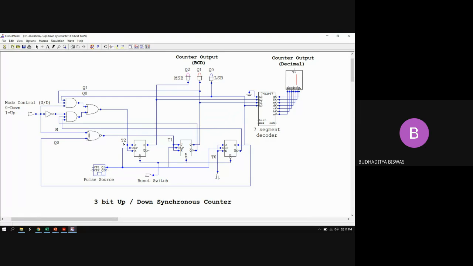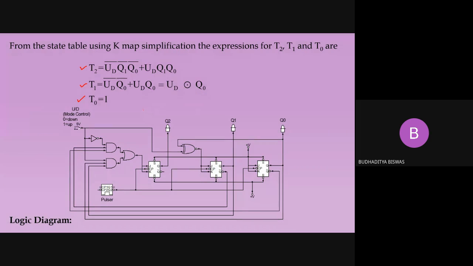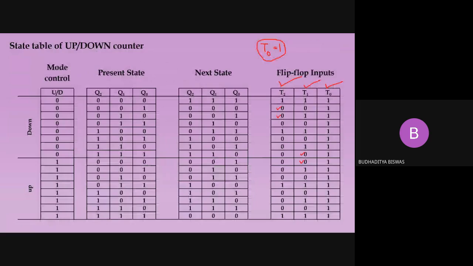This one is actually coming from the expression. So here you see in that expression, which you need to find out from the K-map. So T2 equals this expression, after doing the K-map simplification for T2, where you take the up down, Q2, Q1 and Q0 as the inputs of the K-map. So these are the inputs of the K-map, and this is the expression.